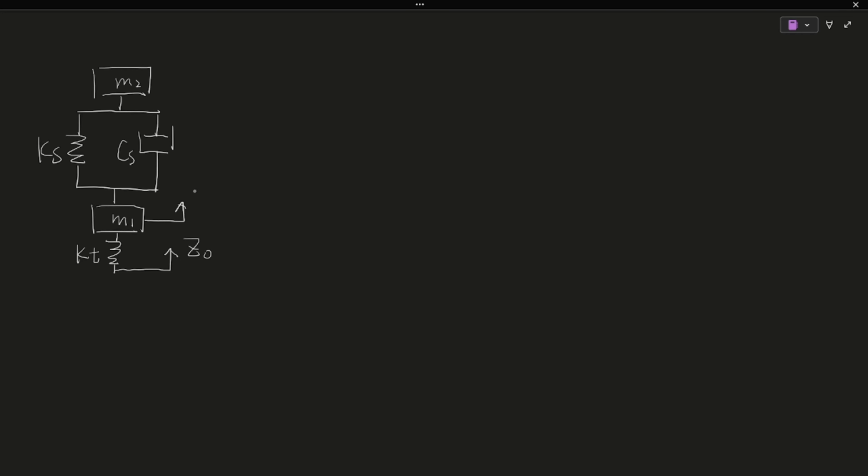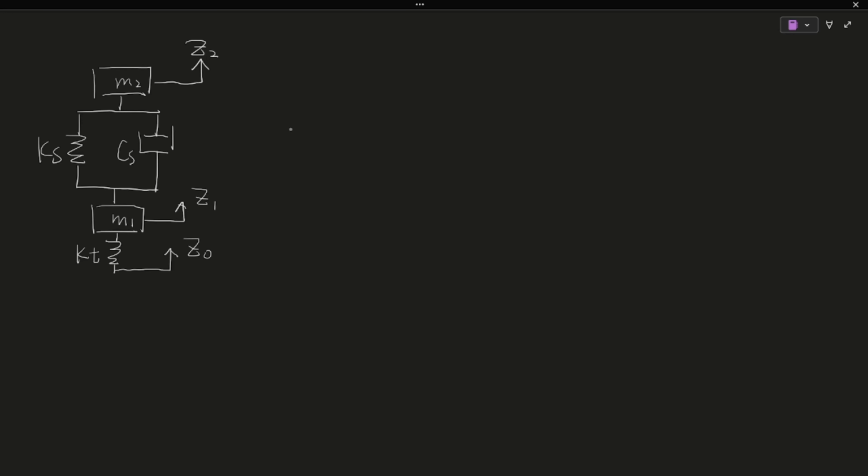This is sprung mass M2, and this is suspension stiffness Ks, and this is suspension damping Cs, and this is unsprung mass M1, and here is tire stiffness Kt, and this is the road disturbance, road displacement Z0, and this is unsprung displacement Z1, and this is sprung mass displacement Z2. This is a quarter car suspension model.